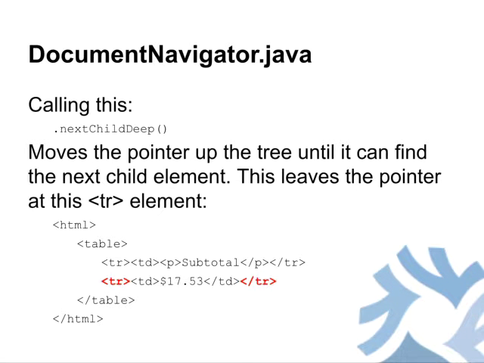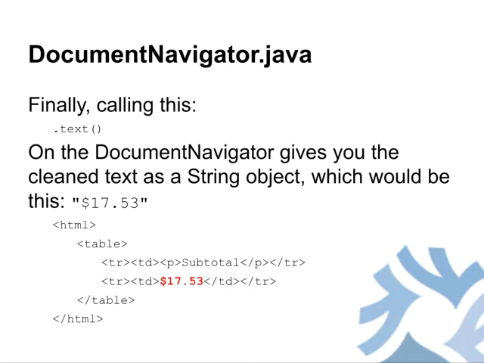When you call nextChildDeep, what it does is it moves the pointer up the HTML DOM tree until it can find the next child element. First, it would move it to that TD element, and then it would move it to the TR element, because in the TD case, there is no next child. In the TR, there's the next child. And so at that point, it leaves the pointer at the TR element you can see on the screen.